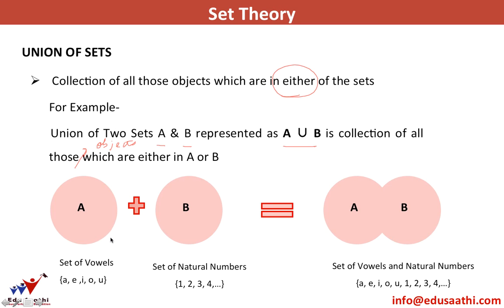For example, let's take a set A, a set of vowels here. So I have A, E, I, O, U as set A. Then I have a set B, a set of natural numbers 1, 2, 3 and 4. Now if I add both these sets or take a union, then I'll get a figure like this, which would be a set of vowels and natural numbers. So I have a set which combines both of them. This is called union of sets. So you basically just add the elements in both the sets.